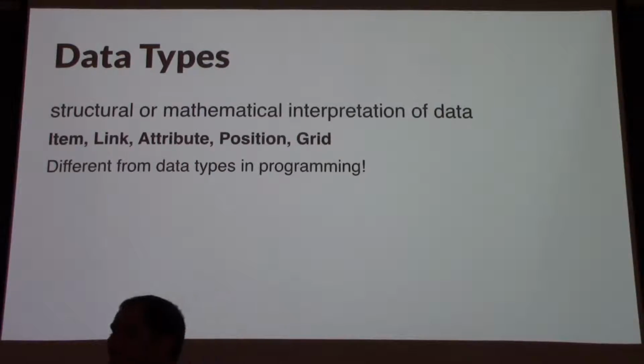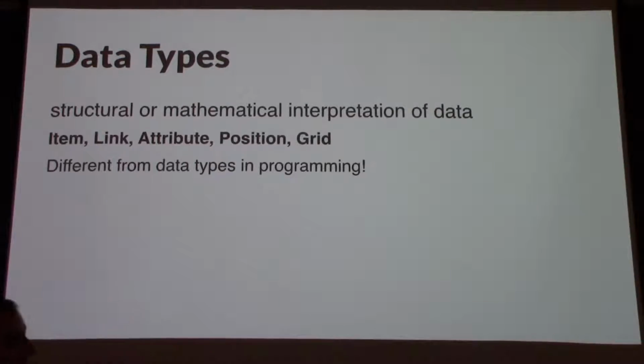The data types, like the things that are in the cells, for example, here, are items, links, attributes, positions, and grids. And this is important to distinguish from the data types in programming. So the items are essentially the independent variables. The attributes are the dependent variables. Links are a relationship between two items. Position and grid are for spatial data sets.